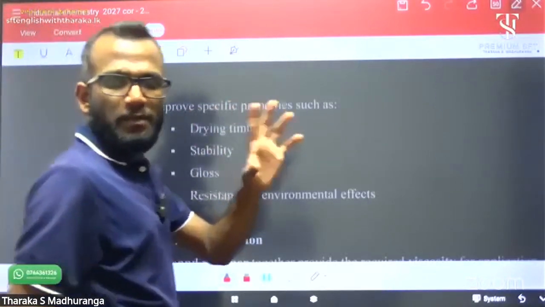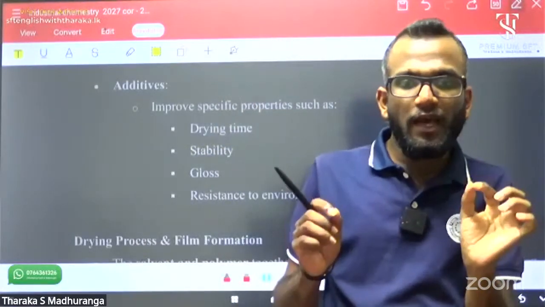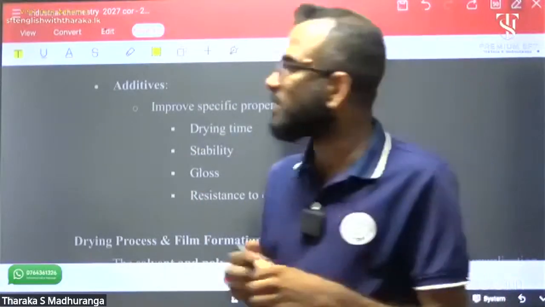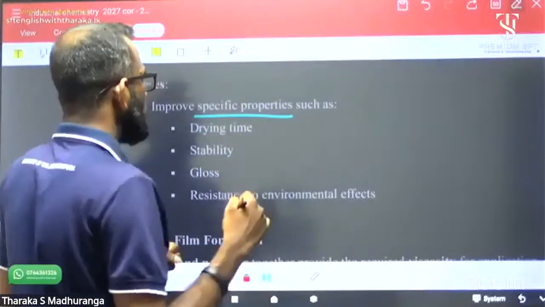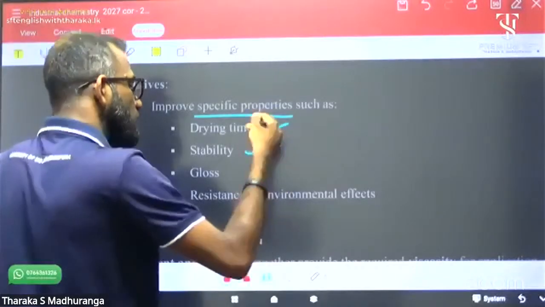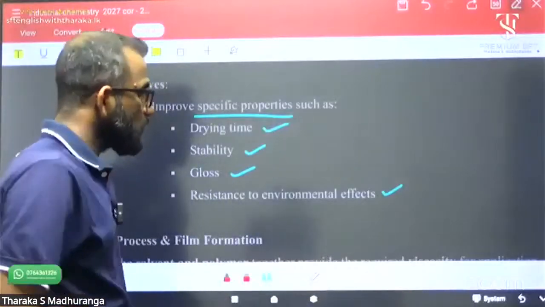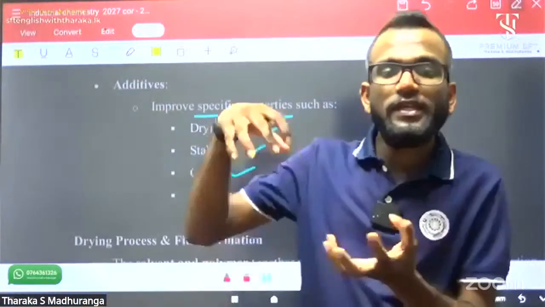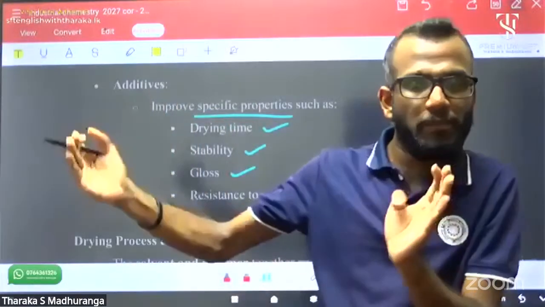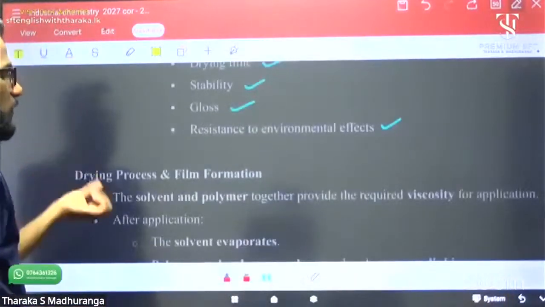Okay, additives. What is the purpose of additives? Additives maintain the specific properties of paints, right? Drying time, stability, density, resistance to environmental effects. This quality is given by different additive materials. These additive materials can vary from paint type to type, made for different types of paints.